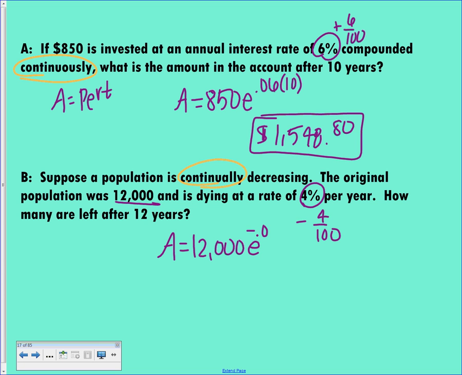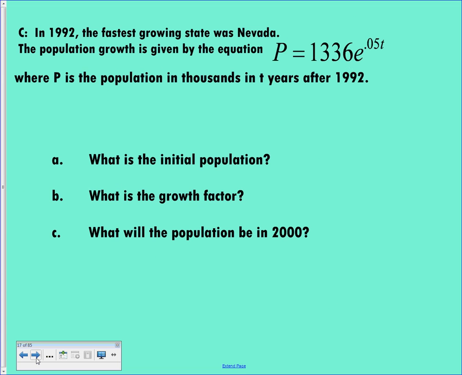So negative 0.04. Okay, and then after 12 years, we times 12. Make sure you realize the negative makes it the decay, and we're not adding or subtracting sums. Again, you're just going to plug that whole thing into your calculator just like you read it, and you should get 7,425, okay, people. So make sure you just type it in just like you see it, and you're using the right e. It's a lowercase e.